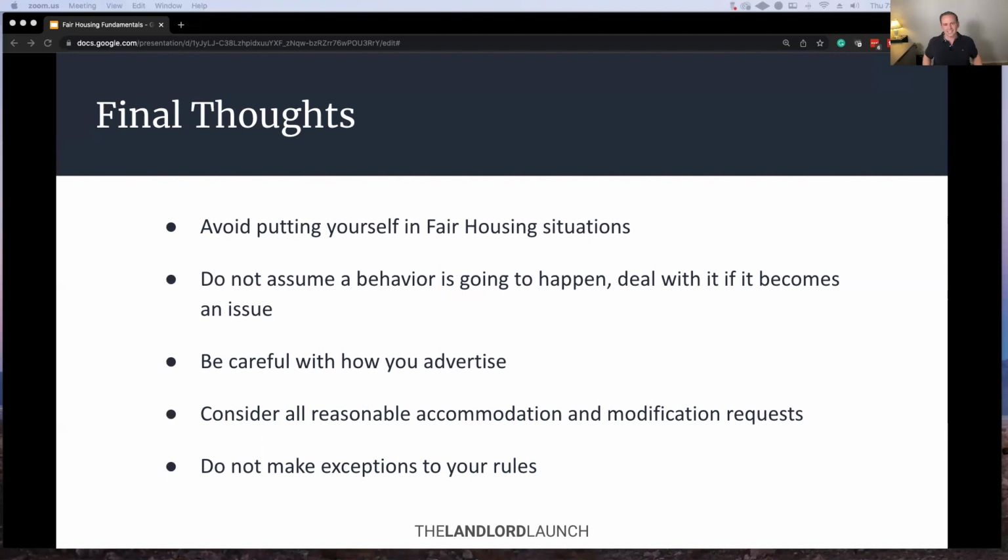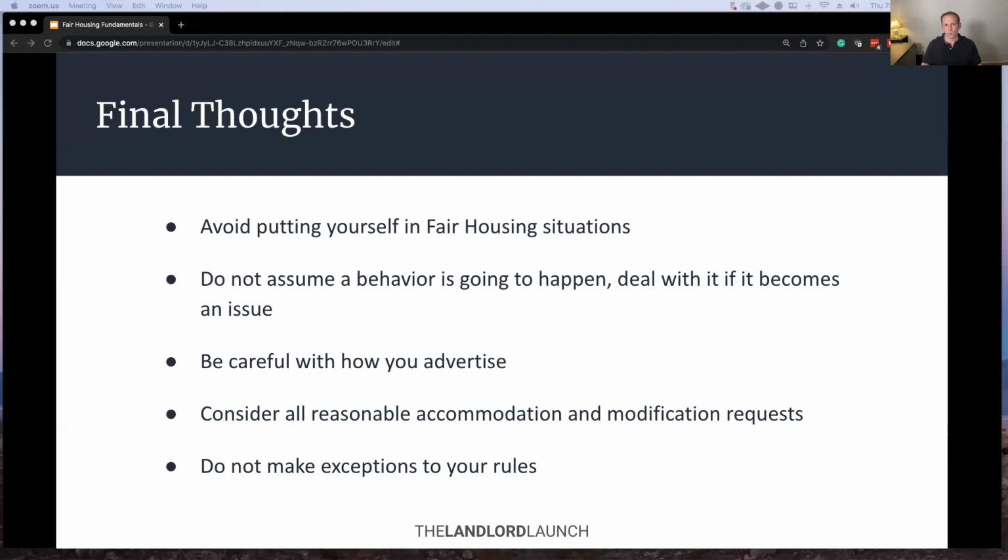Watch your advertising. That's a low-hanging fruit for testers and people that are looking for ways in to start looking at you to see if you are discriminating. That's low-hanging fruit for them to find. Make sure when you're dealing with reasonable accommodations and modifications that you consider all of them. Get that done in writing.